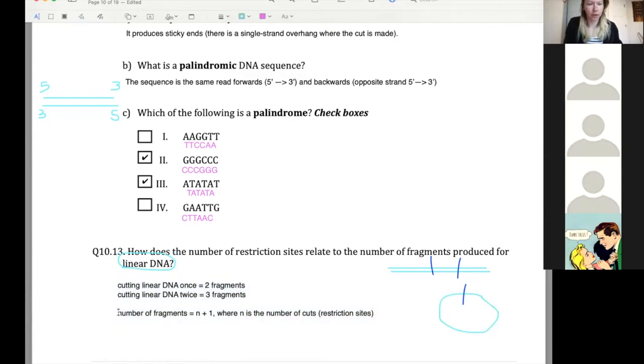Okay, all right. So a question for this can be like, for this linear DNA, how many fragments? Yeah, exactly. I think it would be a multiple choice question on the exam that says, a linear piece of DNA is cut three times, how many fragments are produced? And so you say, well, if it's cut three times, 3 + 1 = 4. So it'd be 4 fragments.